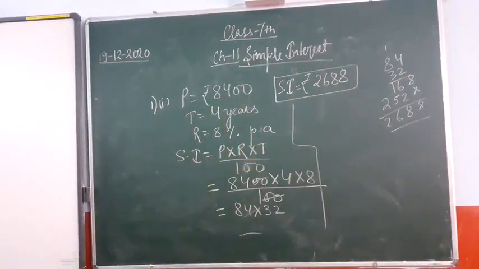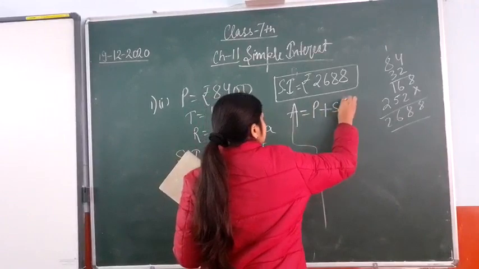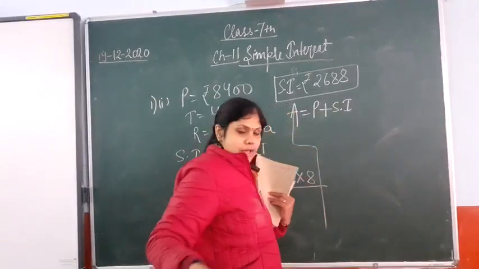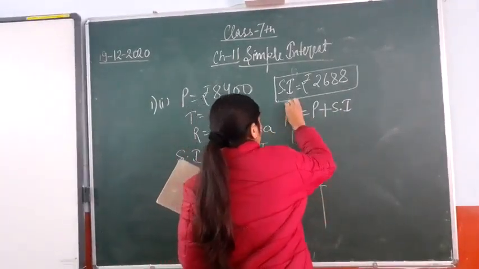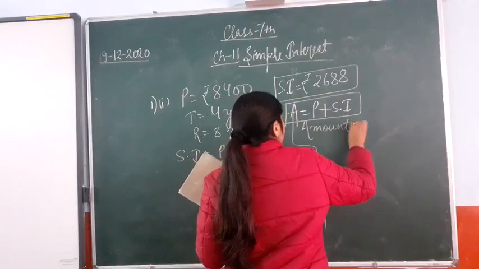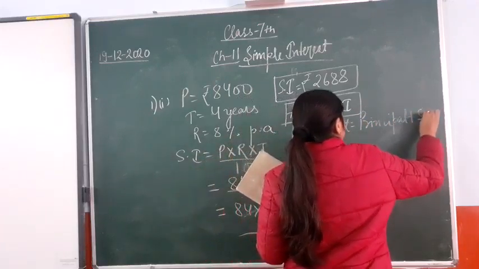Now you have to take out the amount as well. So amount is equal to principal plus simple interest, and this work you will do in rough work. Please, wherever you have written the formula, write this formula also. Amount is equal to principal plus SI.